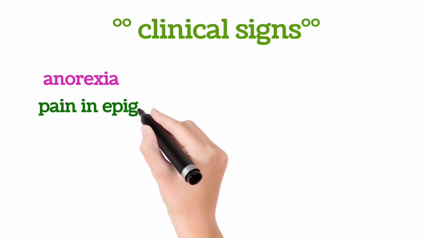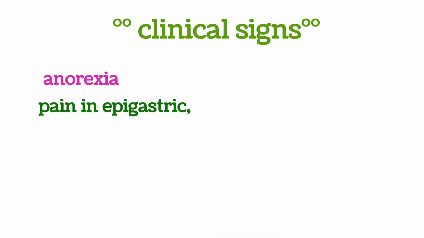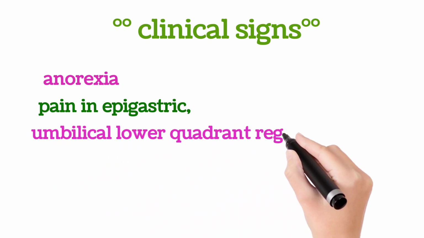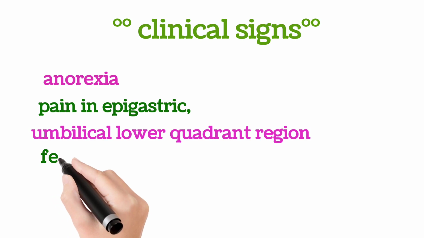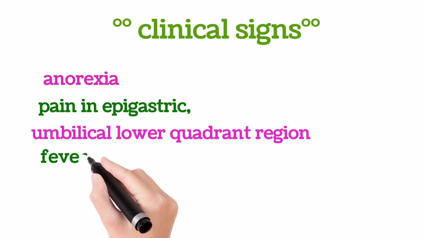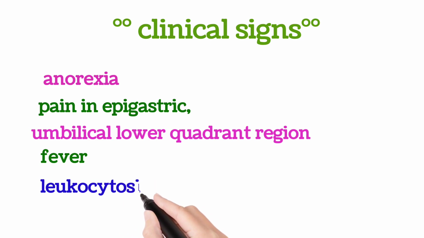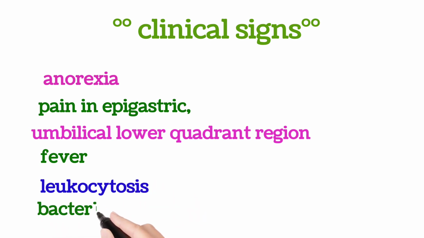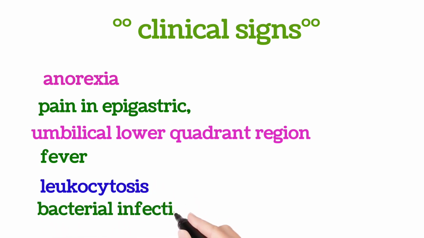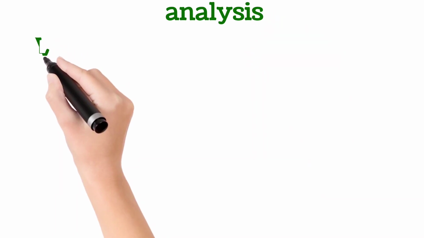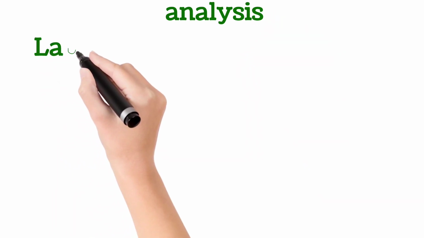Clinical signs. Anorexia. Pain in the epigastric region. Umbilical lower quadrant region. Fever. Leukocytosis, indicating bacterial infection.